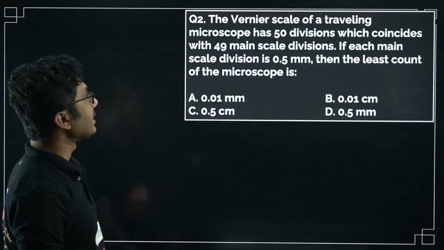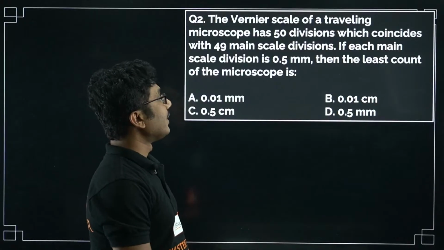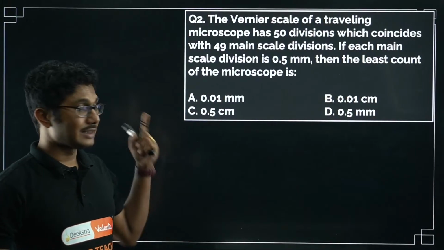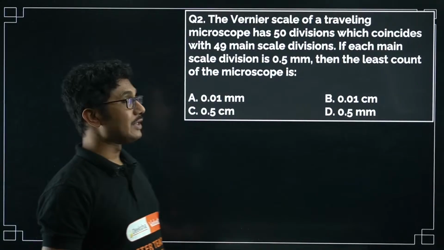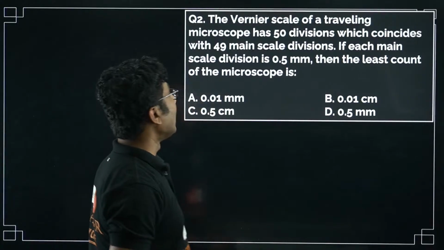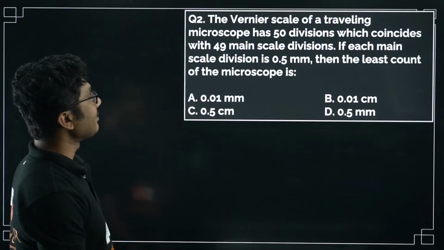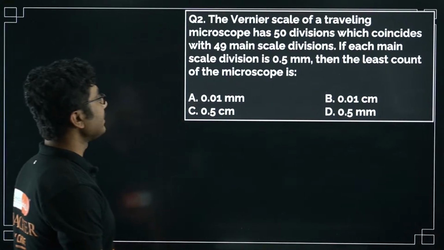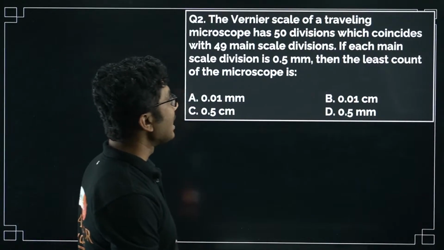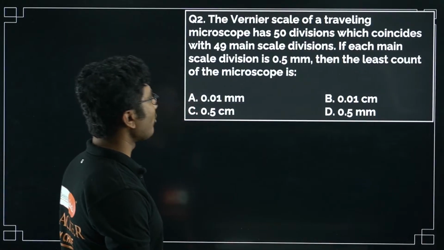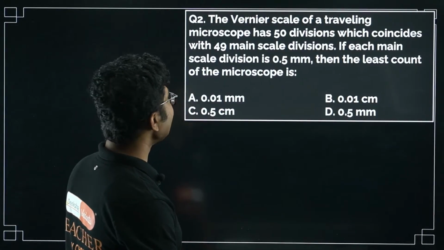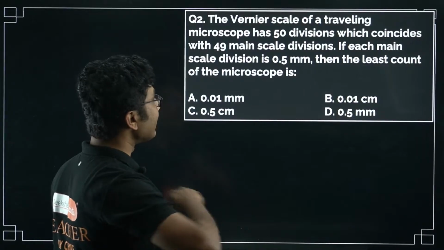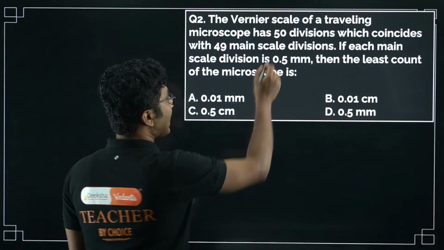We will see one more vernier caliper based question here. The vernier scale, this is taken from your KCET exam. In one of the past year exams this question came, so that's why I have included this as well. A vernier scale of a traveling microscope has 50 divisions, which coincide with 49 main scale divisions. If each main scale division is 0.5 millimeter, then the least count of the microscope is? Least count or vernier constant, everything is the same.